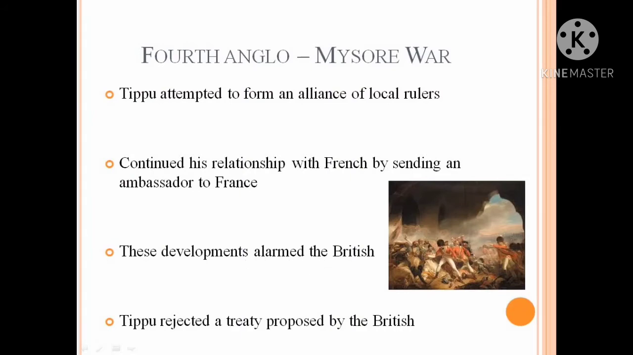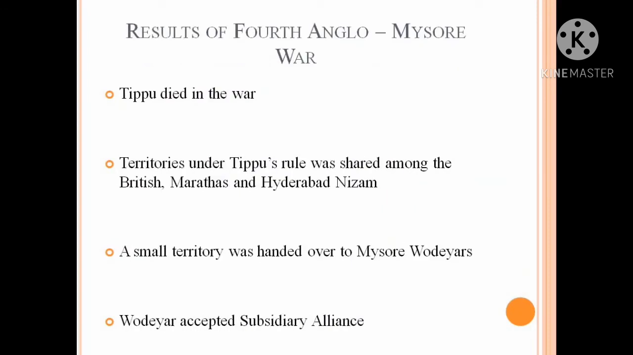When Lord Wellesley tried to make an agreement with him, that is, to force him to accept subsidiary alliance, Tipu rejected the treaty proposed by the British. Actually, the British proposed that he accept subsidiary alliance to get control over him, but he didn't agree. As a result, the Fourth Anglo-Mysore War started. At noon, when he was having lunch, the British attacked and destroyed the fort, and he came out, and while fighting, Tipu Sultan died in the war. In the Fourth Anglo-Mysore War, Tipu Sultan died in 1799.